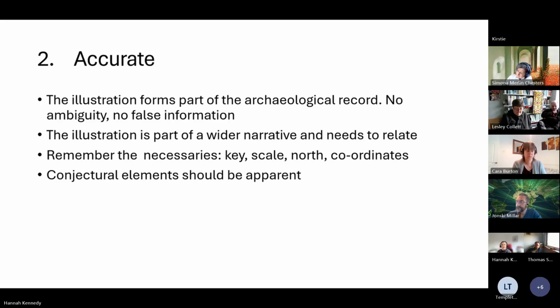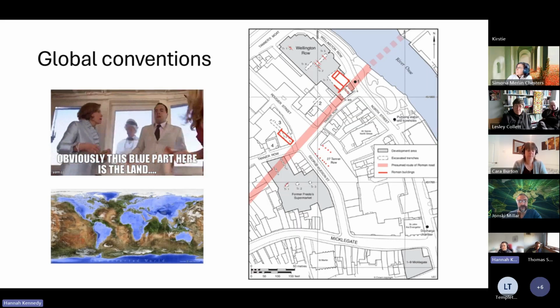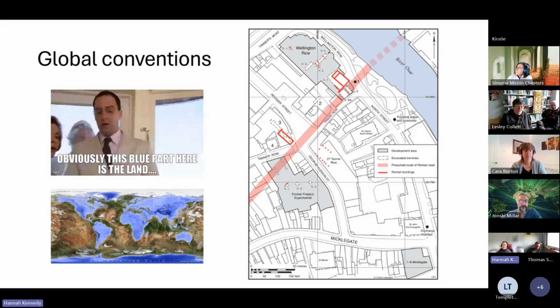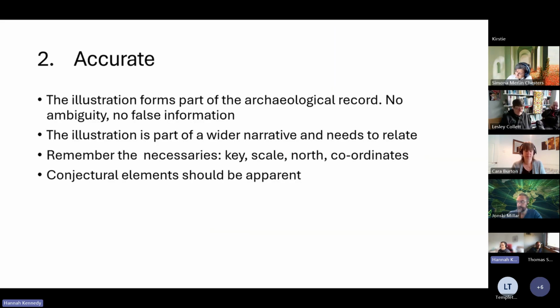And then the other element on accuracy is that we do conjectural interpretation. So, you know, for example, on the previous illustration, it's presumed that the road will run across the water. There isn't evidence per se for that, so it's shown as a conjectural element. There's nothing wrong with that. It's inference and it's interpretation, but we just need to be apparent and clear when we don't have anything beyond suggestive evidence.